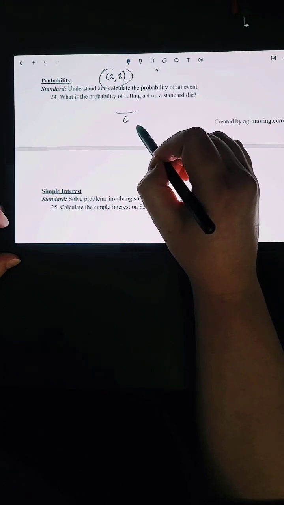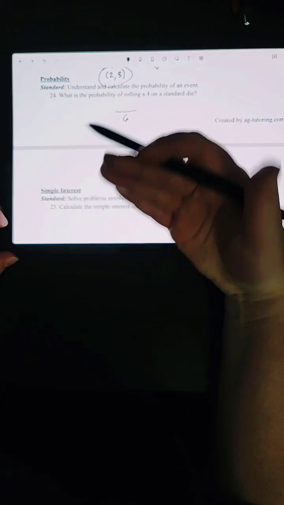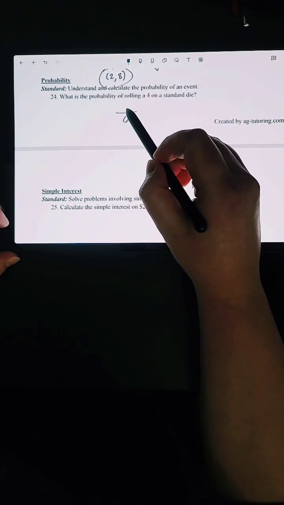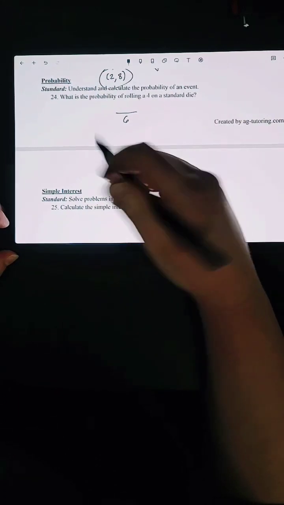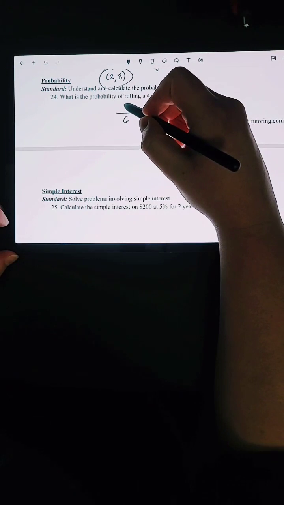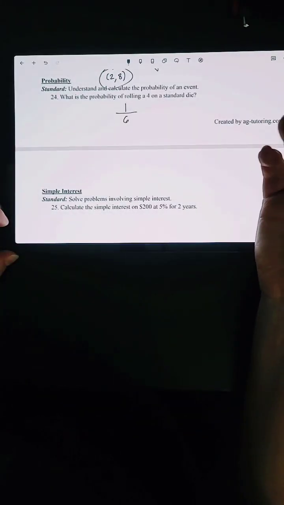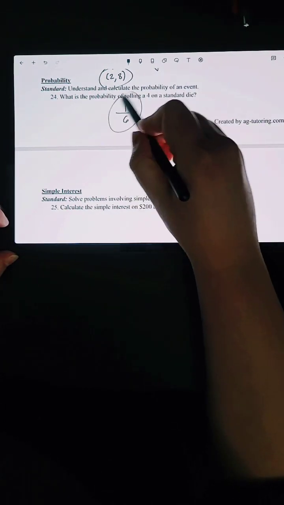So the total number of outcomes is on the bottom. Now the desired outcome, or the outcome we're being asked about in the question, goes on top. So the desired number of outcomes is that you roll a 4, and there's one of those possible outcomes, because there's only one way you can roll a 4. You're going to land on the 4 side. So this would just be 1/6.